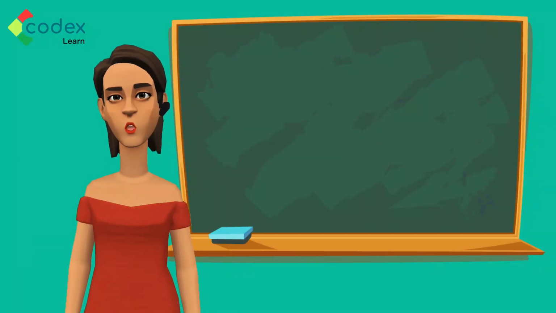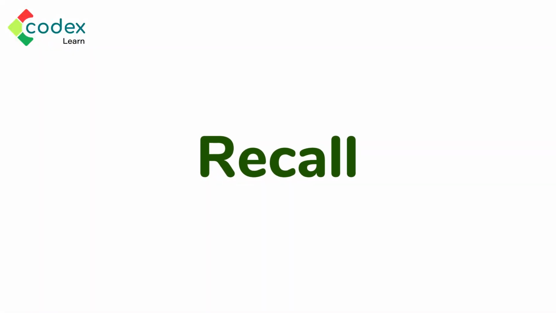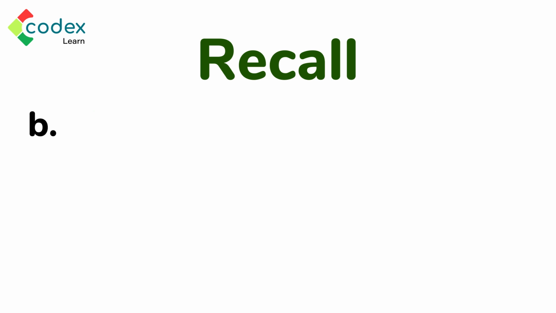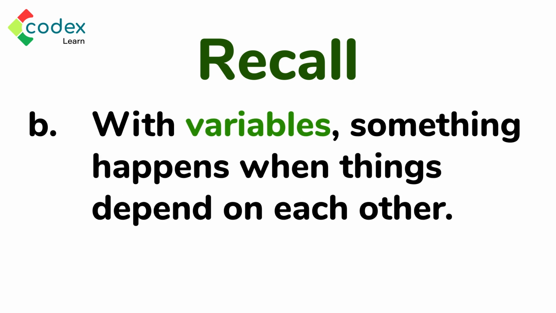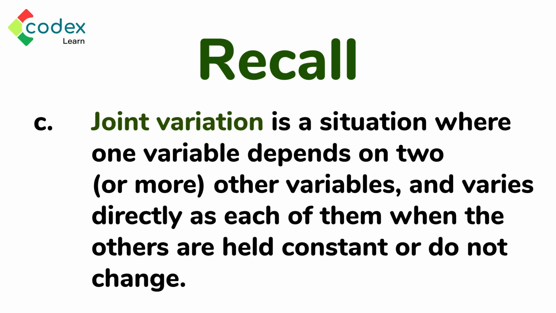That was interesting, wasn't it? I bet it was. Now, let us remind ourselves about some of the things we have learned. A. Variation happens when the value of something changes under different situations. B. With variables, something happens when things depend on each other. C. Joint variation is a situation where one variable depends on two or more other variables and varies directly as each of them when the others are held constant or do not change.